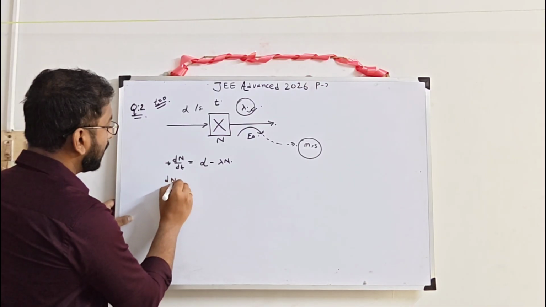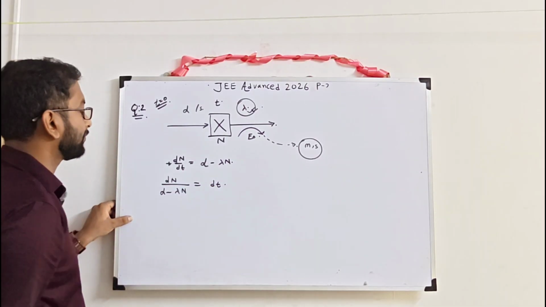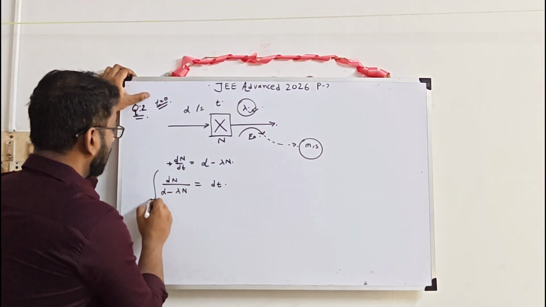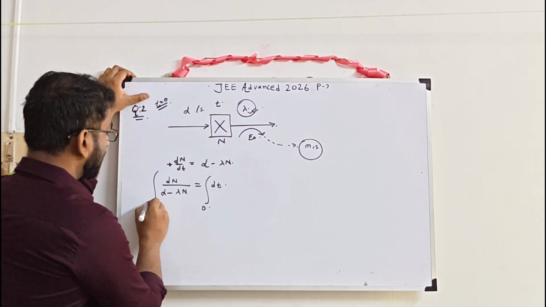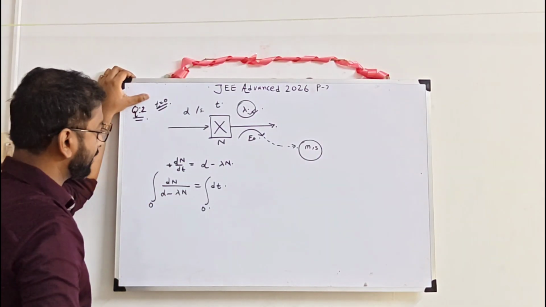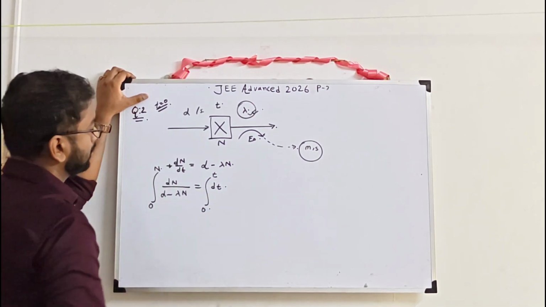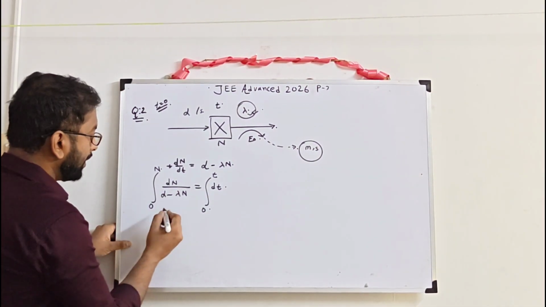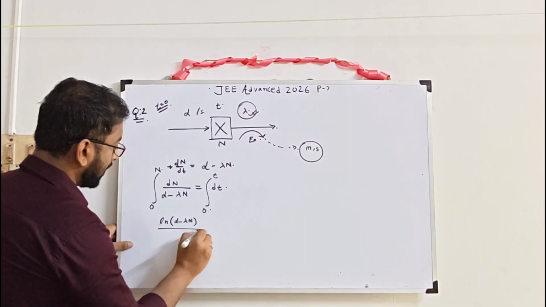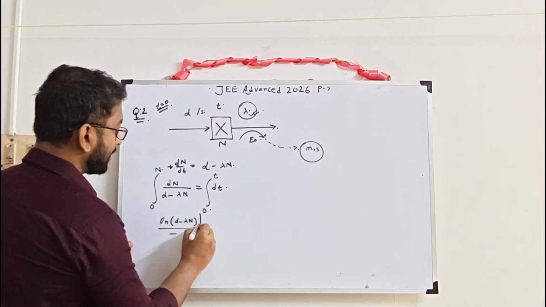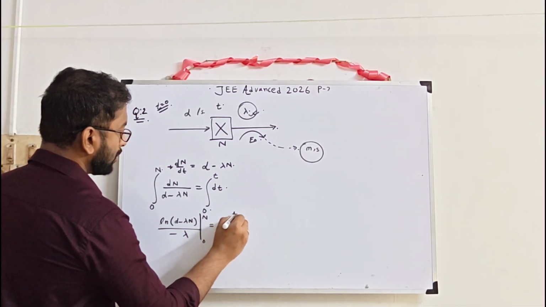Now this is simple. dn, if we just separate the variables, dn over (alpha minus lambda n) is going to be dt. Now we just integrate. When t equals 0, the number of nuclide was 0, because at that time it had not yet started producing nuclide x. At any point of time t, the number of nuclide is, we have assumed, n. Done. Now let's integrate this. This integration is going to be ln of (alpha minus lambda n) divided by minus lambda, with limits 0 to n. Here the integration of dt is t, with limits from 0 to t.